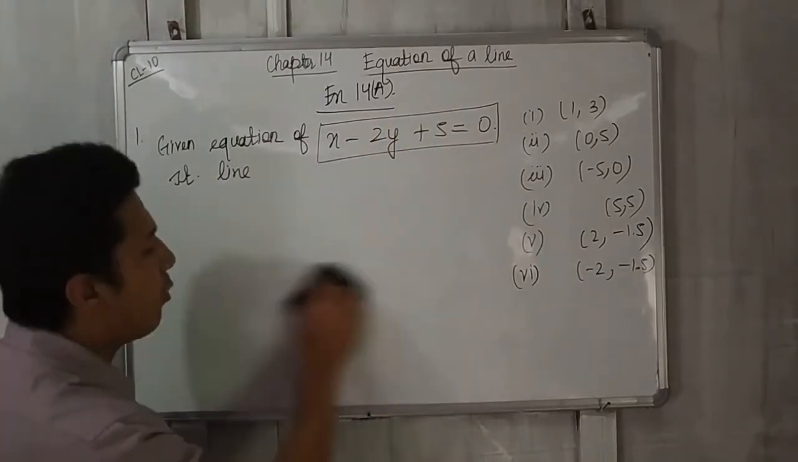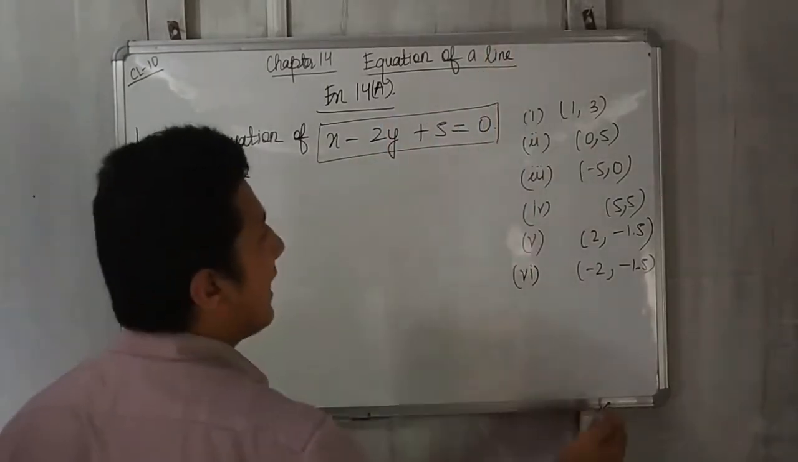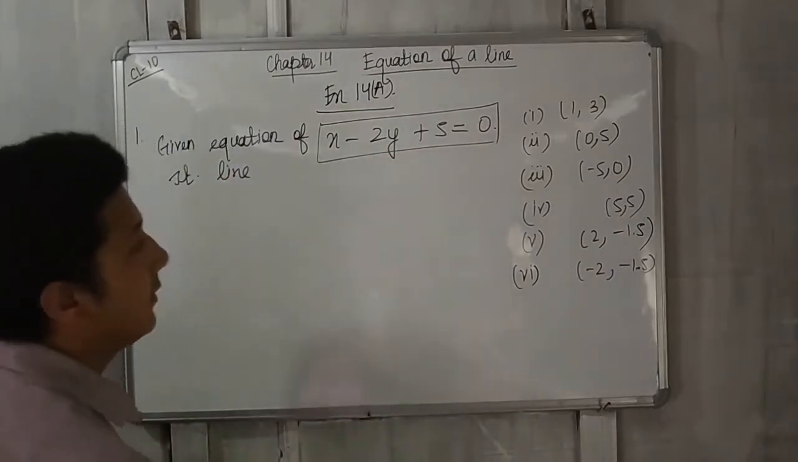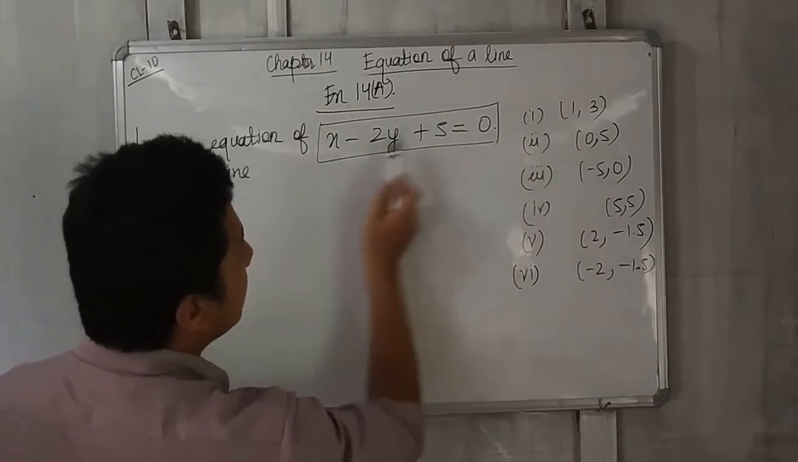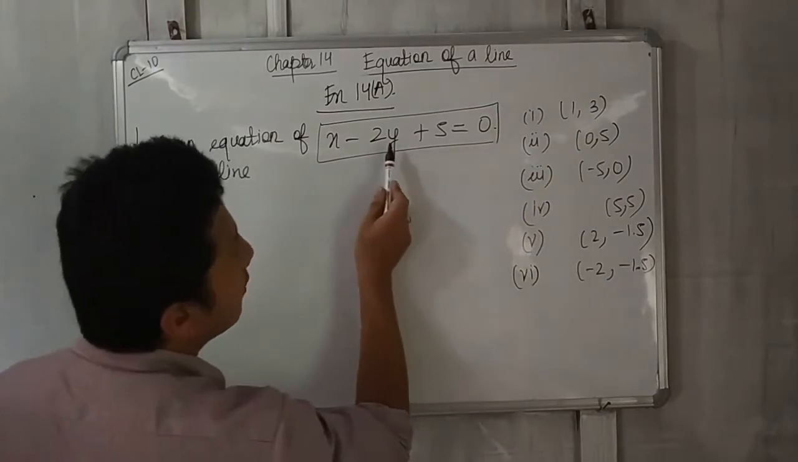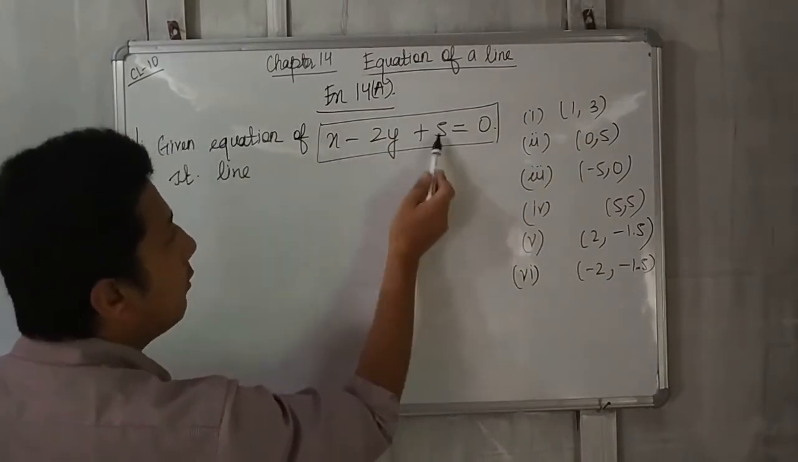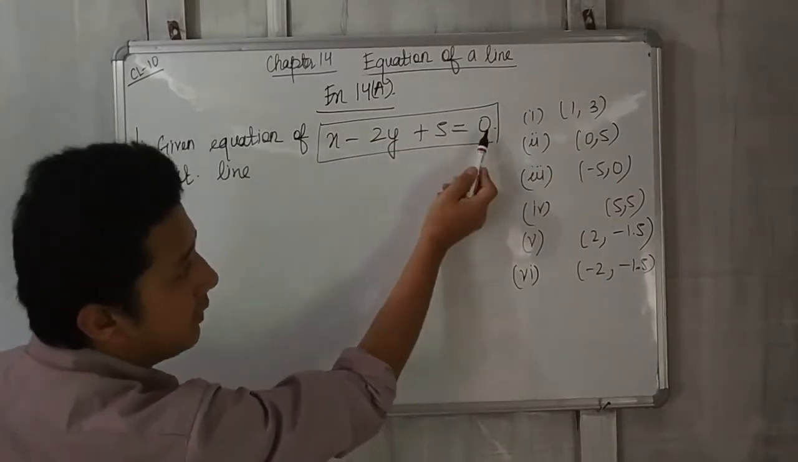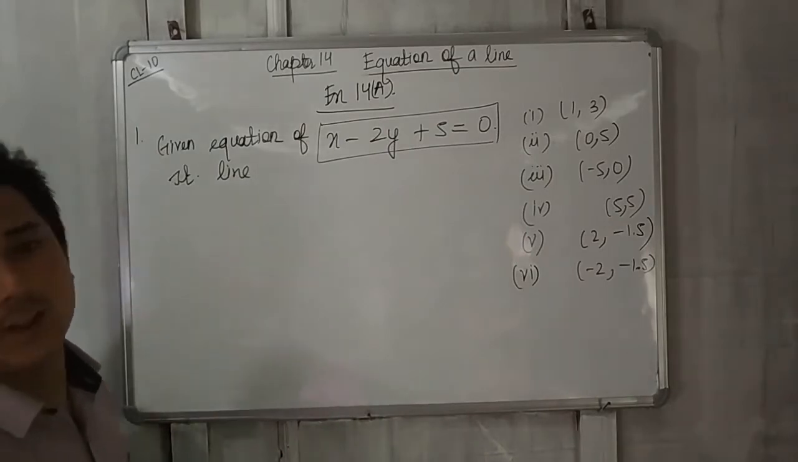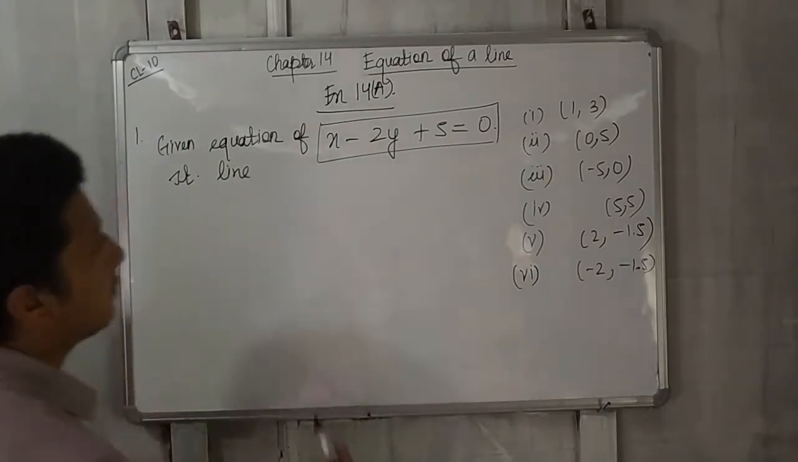In order to find which of these points lie on this straight line, we'll put the value x equals 1 and y equals 3, and then solve the left hand side. If it comes to 0, it lies on the line. If not, it does not lie. So the process is very simple.